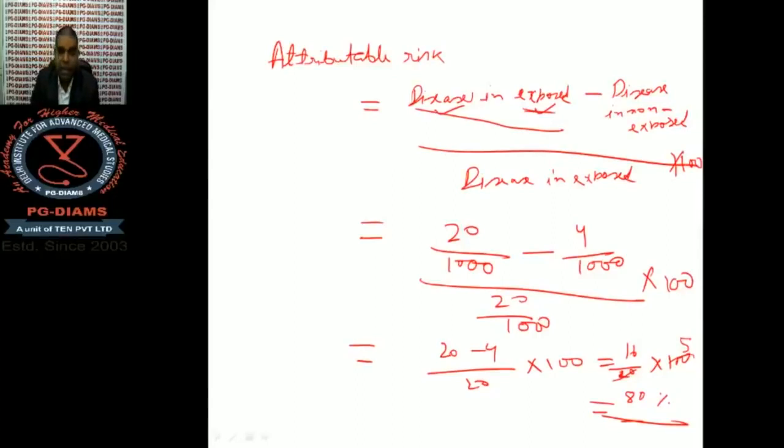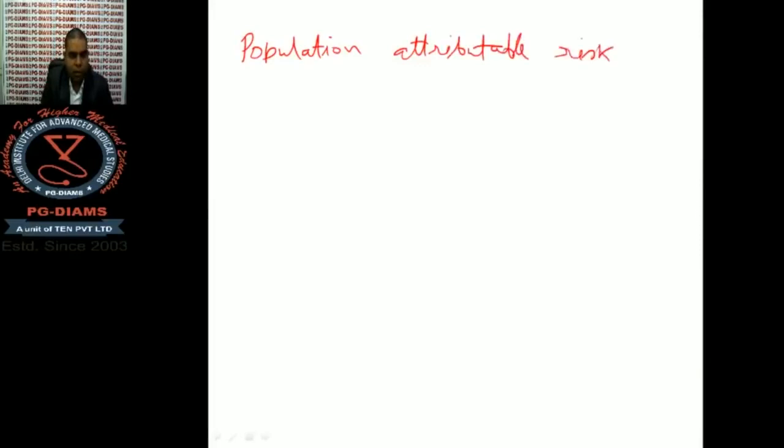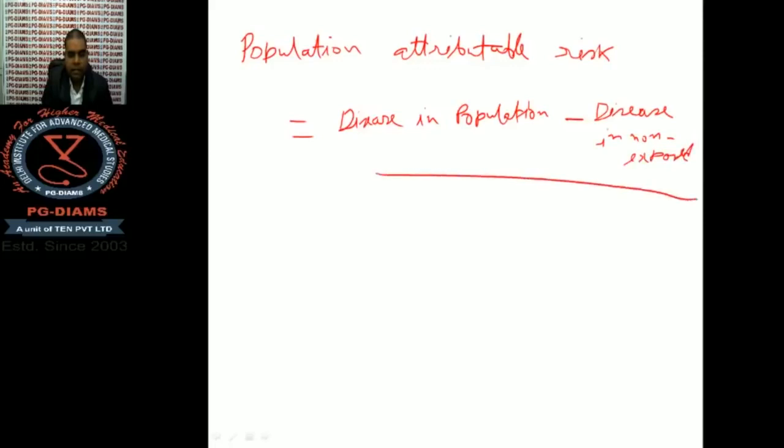Simple. Now let's move to population attributable risk. Population attributable risk formula is similar to attributable risk. Okay, in population attributable risk we will write disease in population, minus disease in non-exposed, divided by disease in total population.